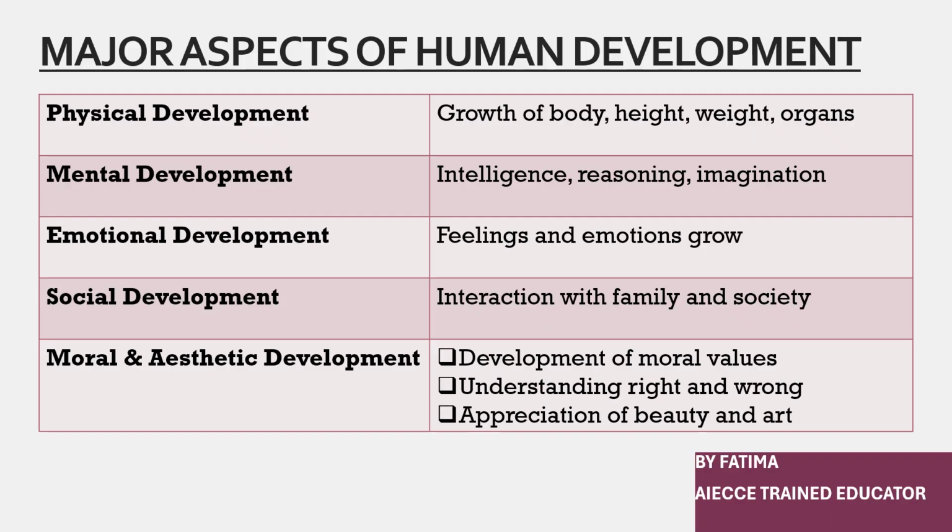Whereas in adulthood, which is 18 plus years, this is the final stage where the physical development is stable, in mental development, we see mature thinking, in emotional development there is a better control. In social development, we see they have the responsibilities and they build relationships. In moral development, the strong values are developed. So, in adulthood, all aspects become balanced and stable. Let us move to the next slide.